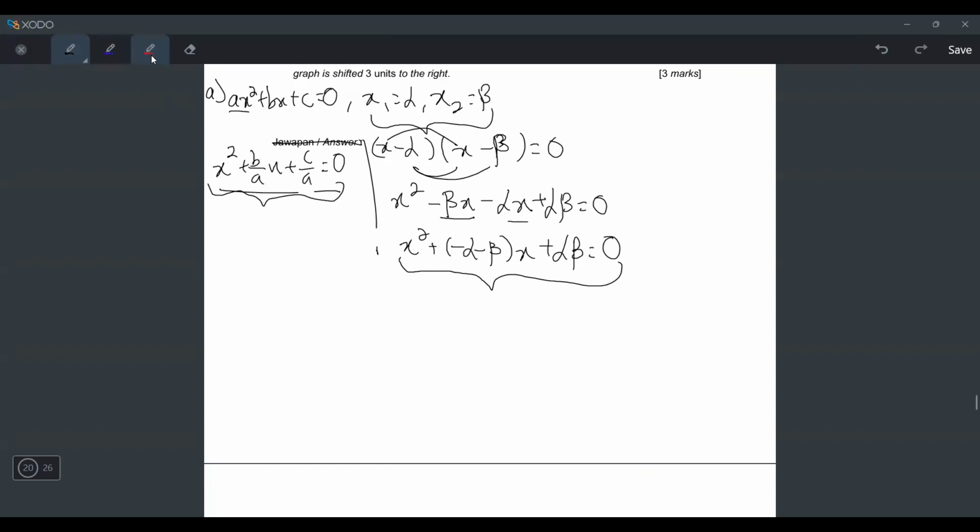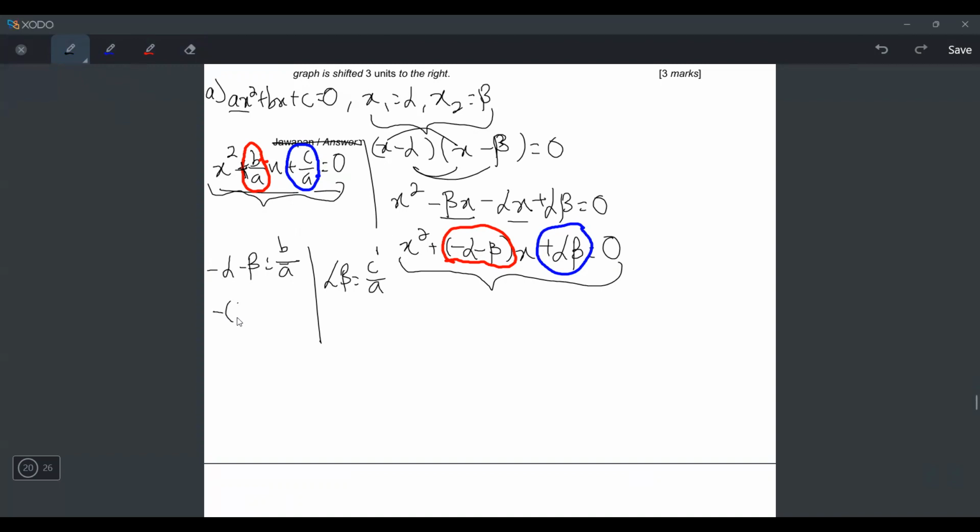So now what I can do is compare what's in front of x, b over a, to this, all right? And then the constant term, c over a, equals this, right? So it becomes negative alpha minus beta equals b over a, positive, right? And then the other one, alpha beta equals c over a. You can take out the negative, so it'll be negative of alpha plus beta, and b over a. So alpha plus beta equals negative b over a, and alpha beta is c over a.